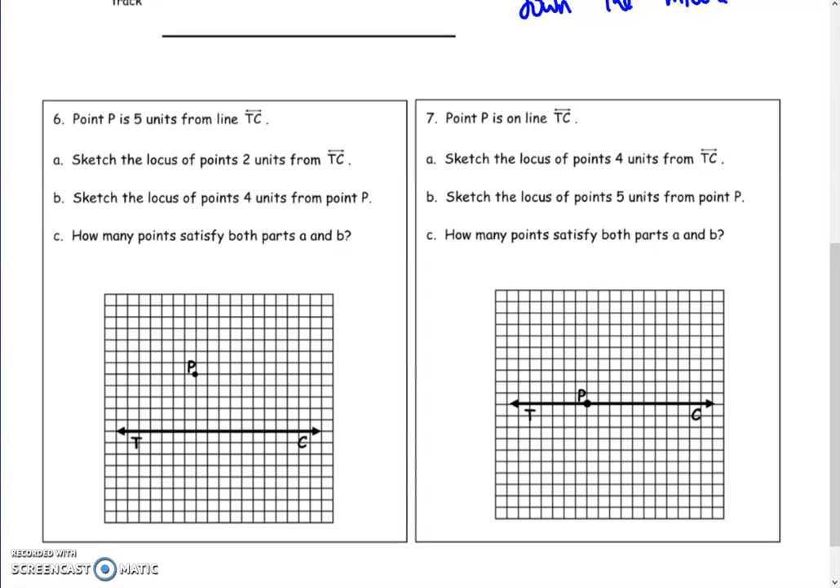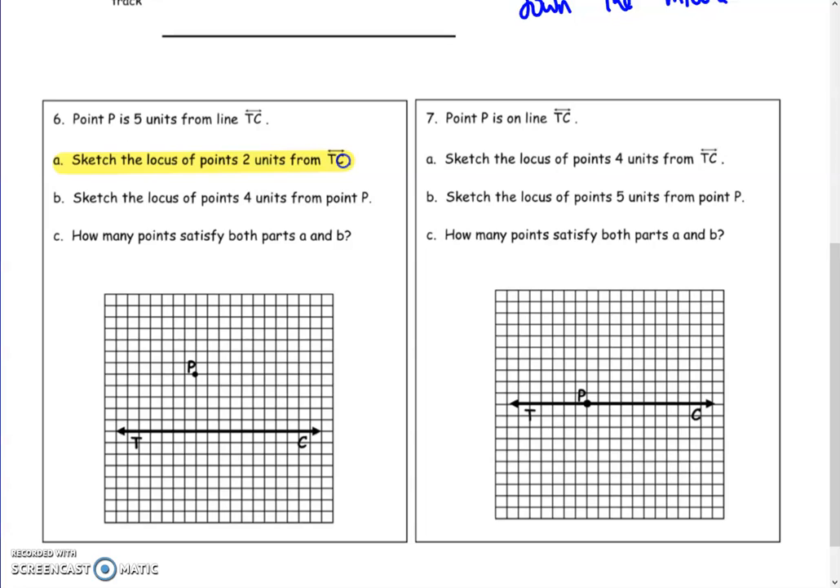Point P, number 6. Point P is 5 units from line TC. It's already drawn for you. You don't have to draw anything. It's in the diagram. Part A, sketch the locus of points 2 units from line TC. So we are going to do just this part first.